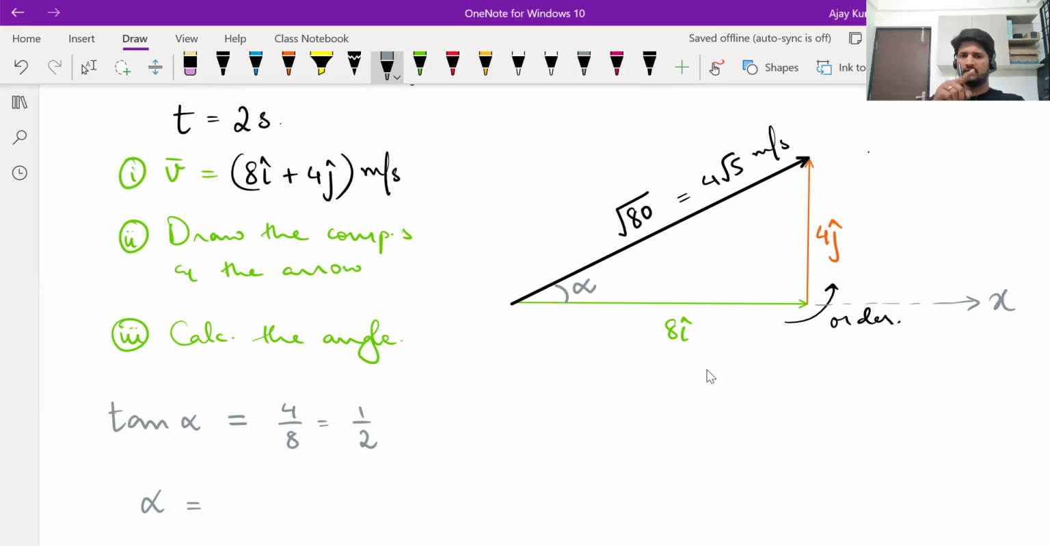Aishwarya, tell me, how do you write alpha now? How do you send tan to the other side? So tan inverse of 1 by 2. Correct. Tan inverse of 1 by 2. That's all. So that's how you write it.